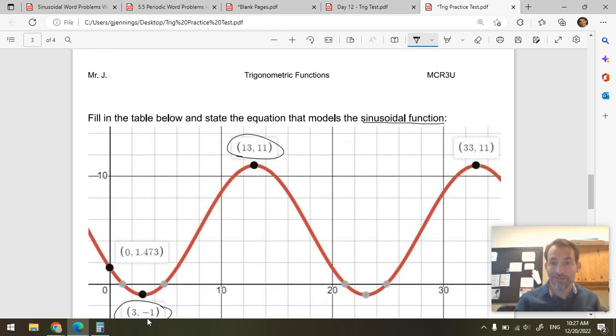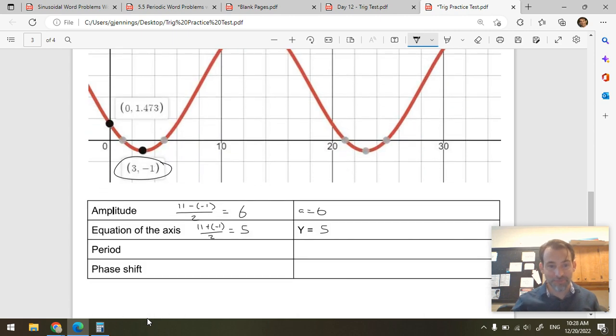What's the period? Well, I know we could say we start a cycle there. We finish that cycle there, start a new one. And so I would do 33 minus 13 is 20. So in that case, k equals 360 divided by 20, and that is 18. Okay, k is equal to 18.